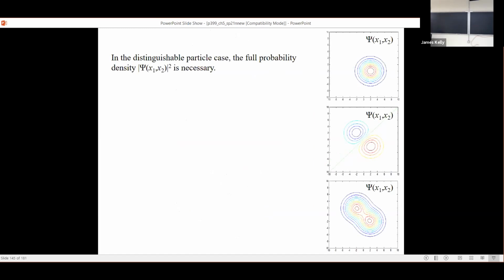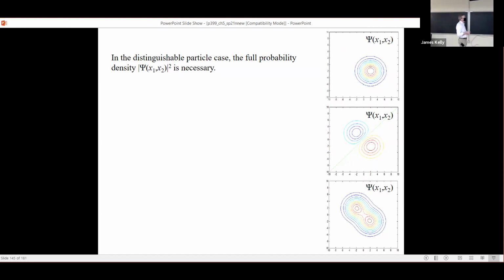Of course, in the distinguishable case, where we know the difference between these two particles, there really is information in this full probability density. So there, where exactly little lumps are in there is all new information. Whereas there's some kind of redundant information in this, right? We could tell that because it's got to be anti-symmetric with respect to the line x1 equals x2. And this one's got to be symmetric with respect to the line x1 equals x2. So we don't really need the entire probability density. There's some redundant information in there.